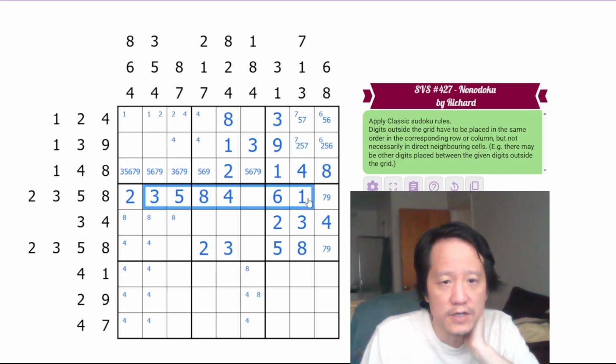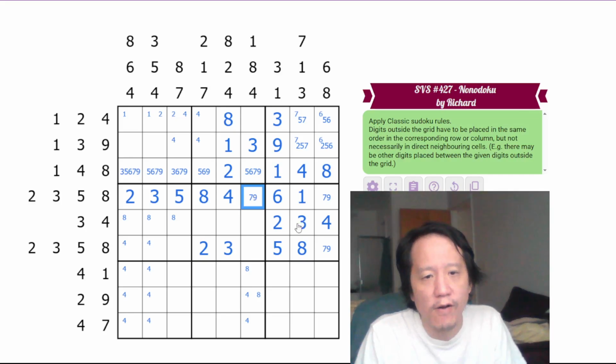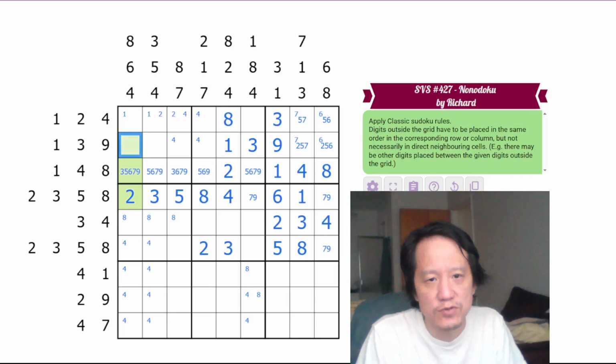So this is done. This must be a 7 or a 9. So we finished this row. We finished that row. We finished this row. We finished this row. We finished this row. Columns. We have not finished any columns here.